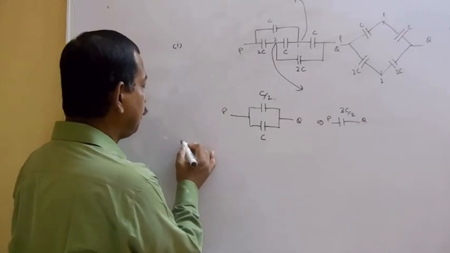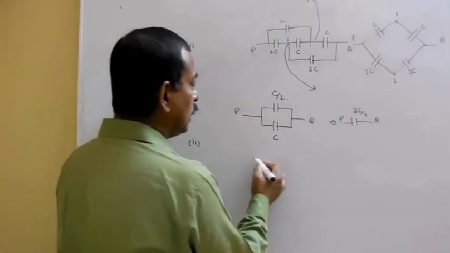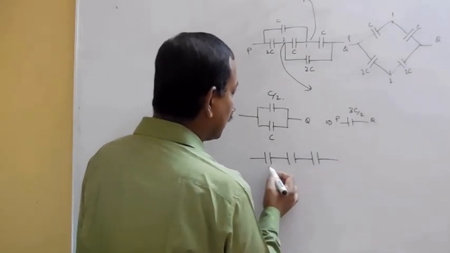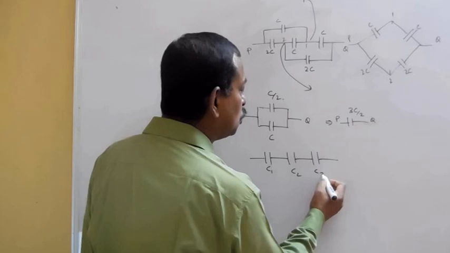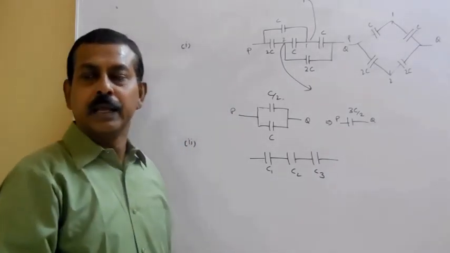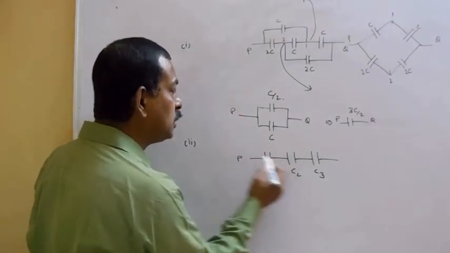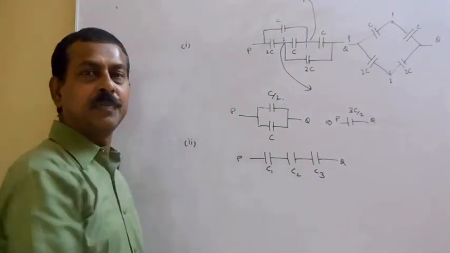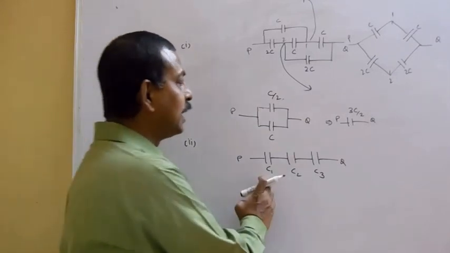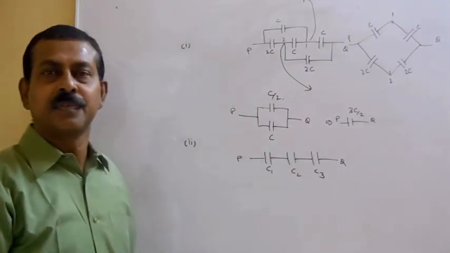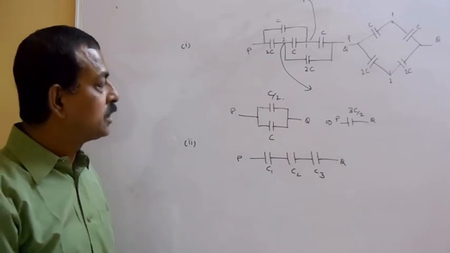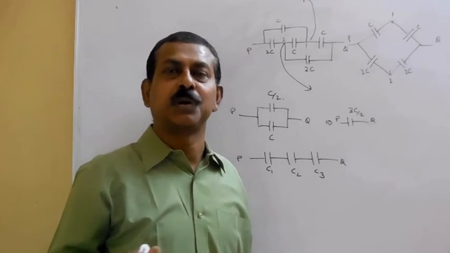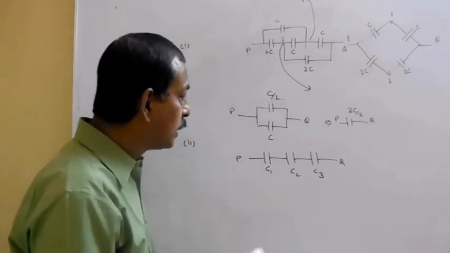In the second part, it is given we have capacitors shown C1, C2 and C3. If it is only C1, C2, C3 shown like this, it is very easy to say that they are in series. And we can find their equivalent capacitance using the formula 1 by C equals 1 by C1 plus 1 by C2 plus 1 by C3.